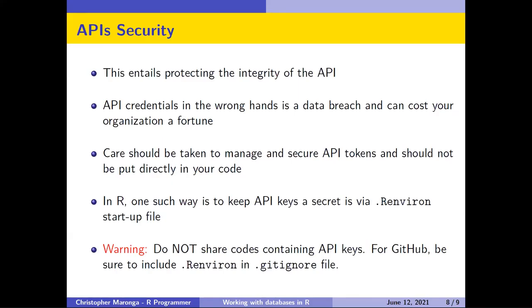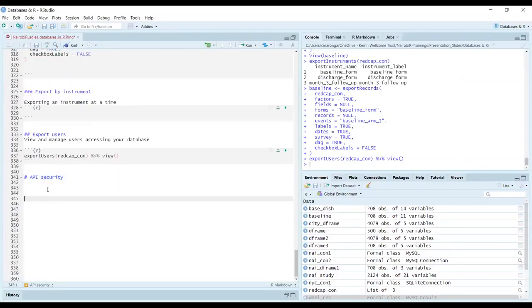There's one way you can do that, using a file called .Renviron. I'm going to demonstrate in a short while how you can hide your API tokens, your root, your user and password for connected databases without someone being able to see them. So I'm going to switch back to R and show you that.